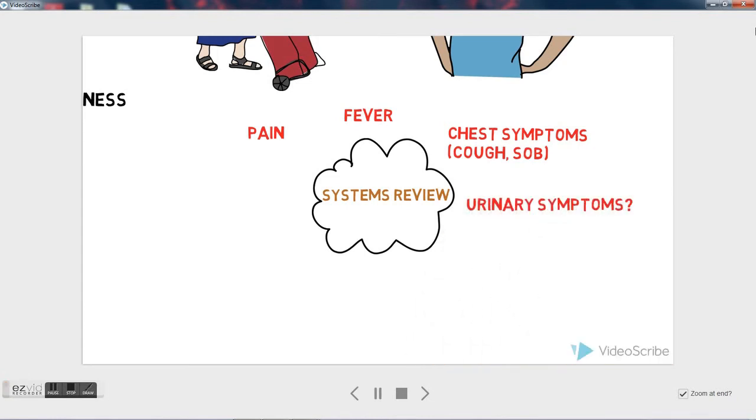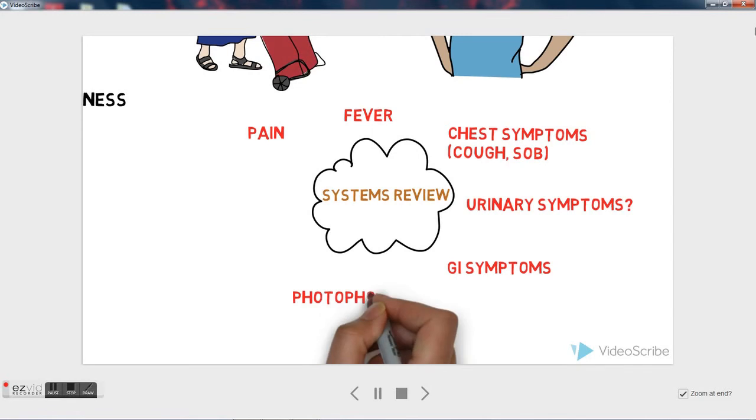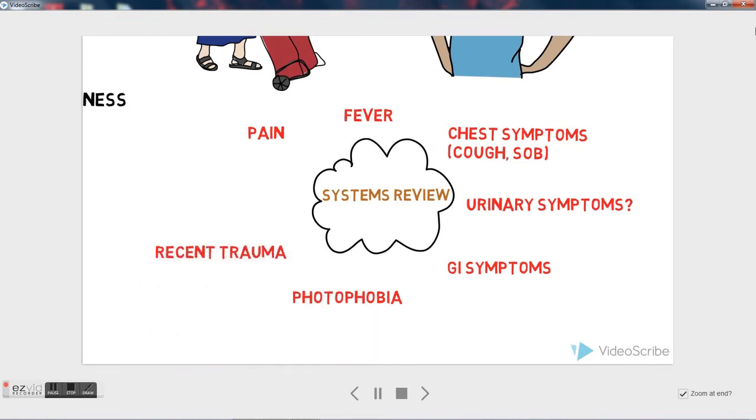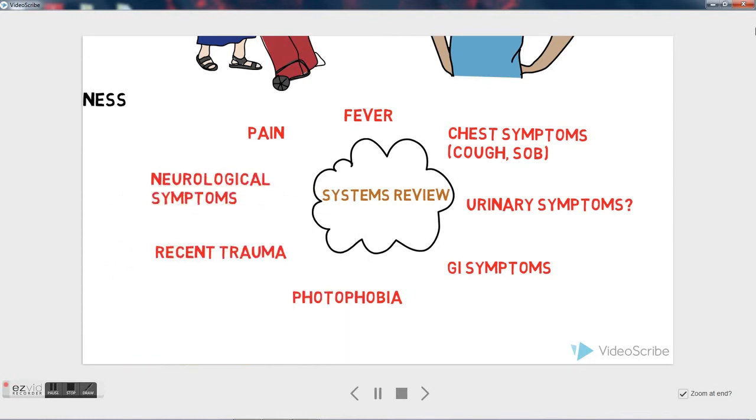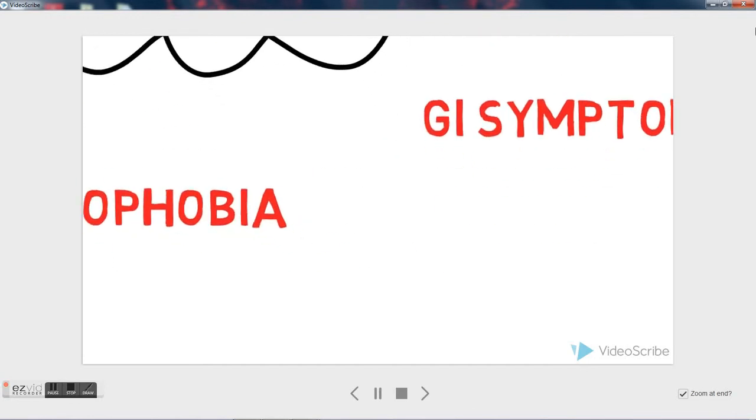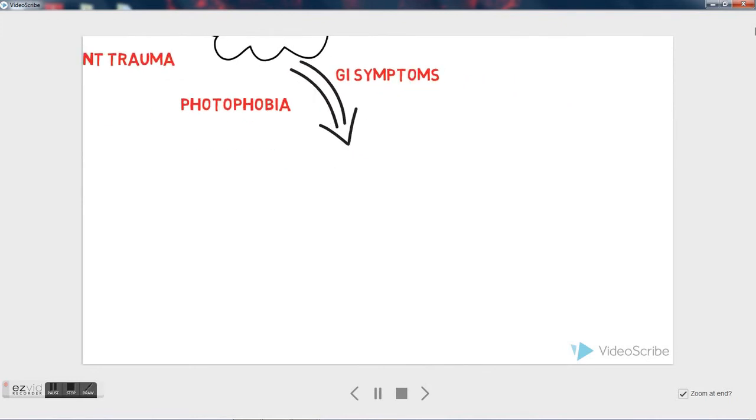Urinary symptoms may point you in the direction of a urinary tract infection, and GI symptoms such as pain and changing bowel habits might suggest diverticulitis. Photophobia may be a feature of meningitis and septicemia, and any recent trauma is important in the diagnosis of extradural and subdural hematomas. Neurological symptoms should be sought out for similar reasons, and brain tumours, of course.